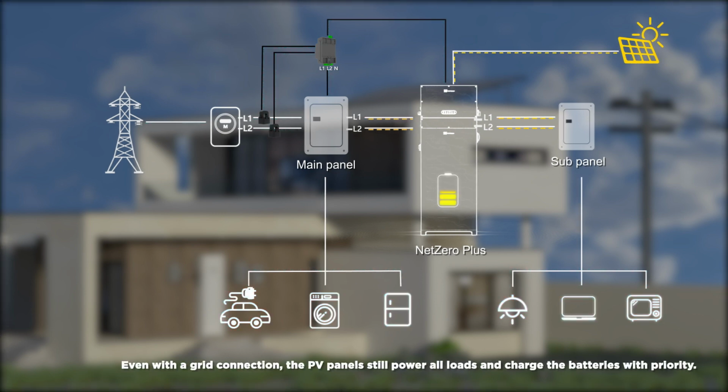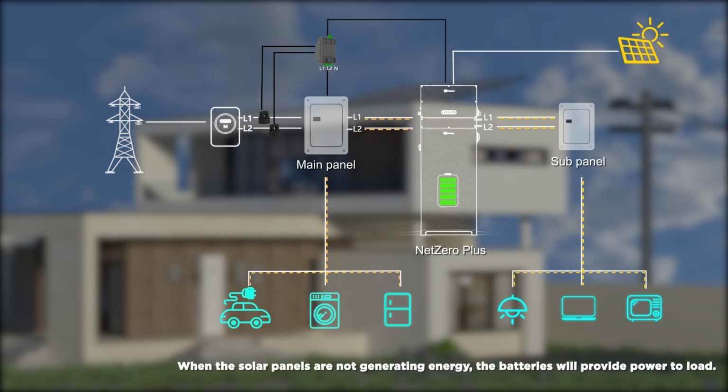Even with a grid connection, the PV panels still power all loads and charge the batteries with priority. When the solar panels are not generating energy, the batteries will provide power to load.